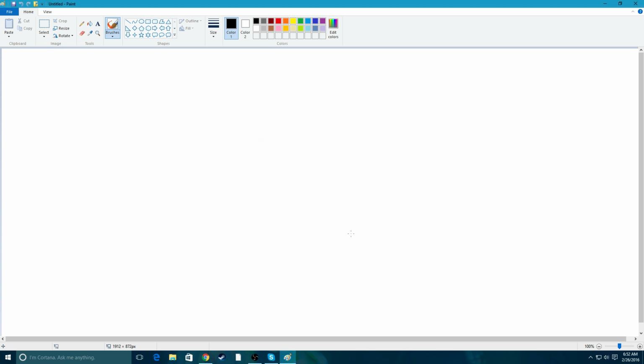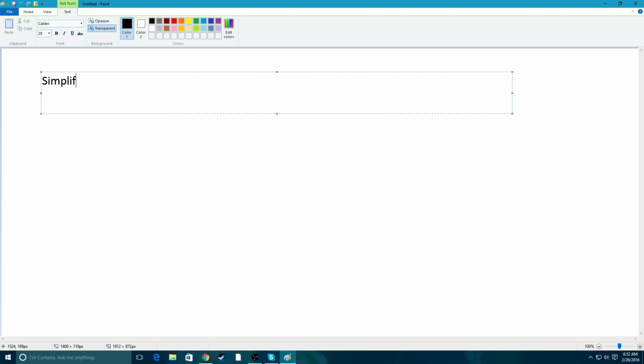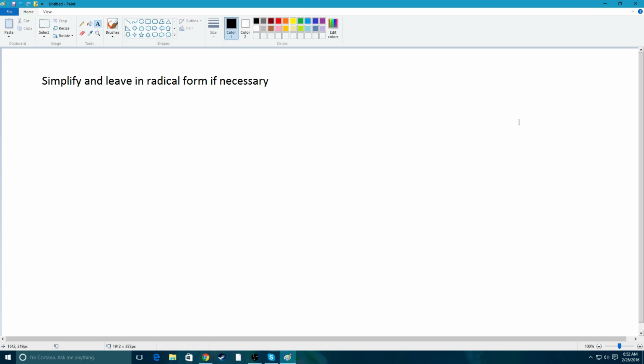So there'll be times where they ask you to simplify and leave in radical form. So you always want to try to evaluate something. If they give you the square root of 4, you give an answer of 2. But other than that, you're kind of good to go. So let's look at something like this from your homework. We're going to do one together.